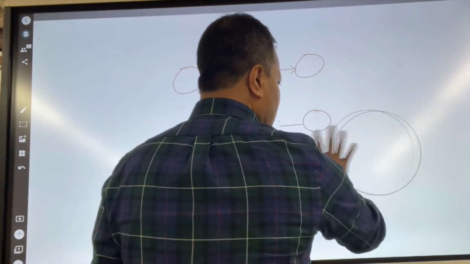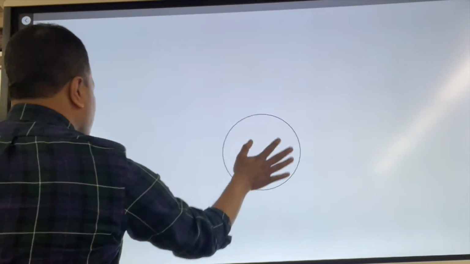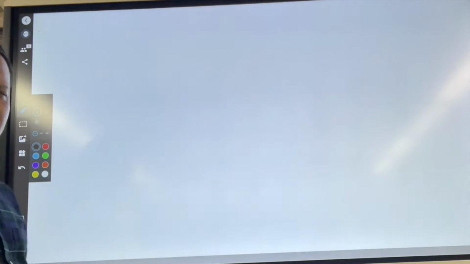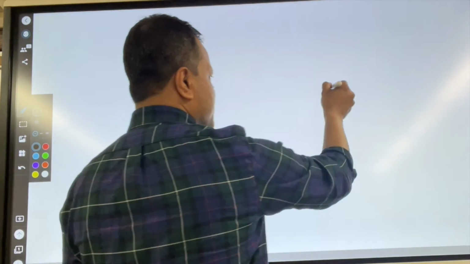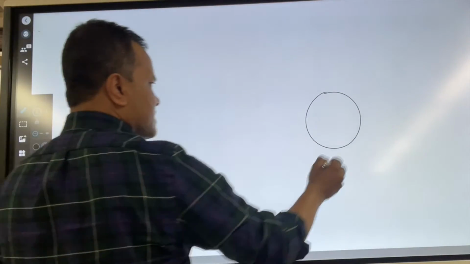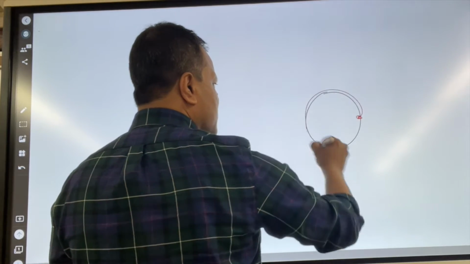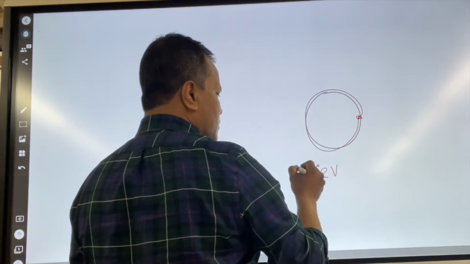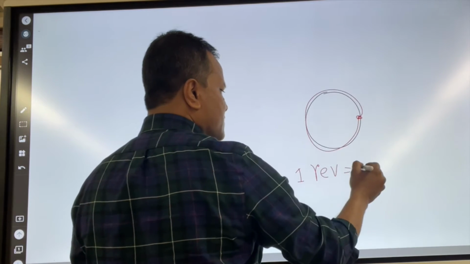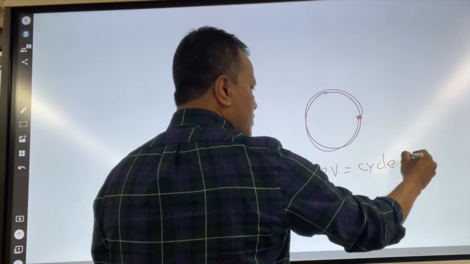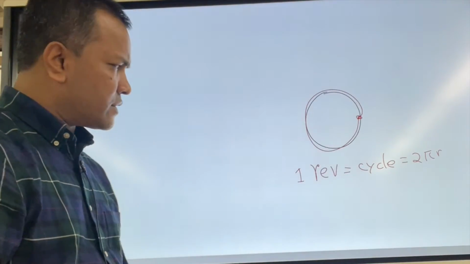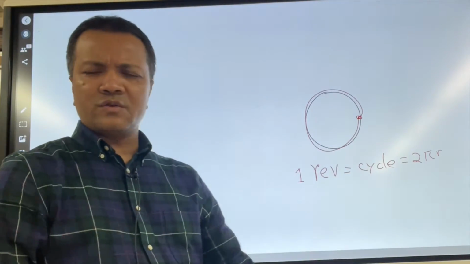One more thing I'm going to show you, and that is the frequency and the period. So what is frequency and what is period? So if you have a circle and you start from, let's say, this dot, and you come back to this dot, what do you call it? Revolution. How many revolutions? One revolution. You also can call it a cycle, or you also can call it 2 pi r. It's up to you. You can call it whatever you want. So one revolution or one cycle or 2 pi r.